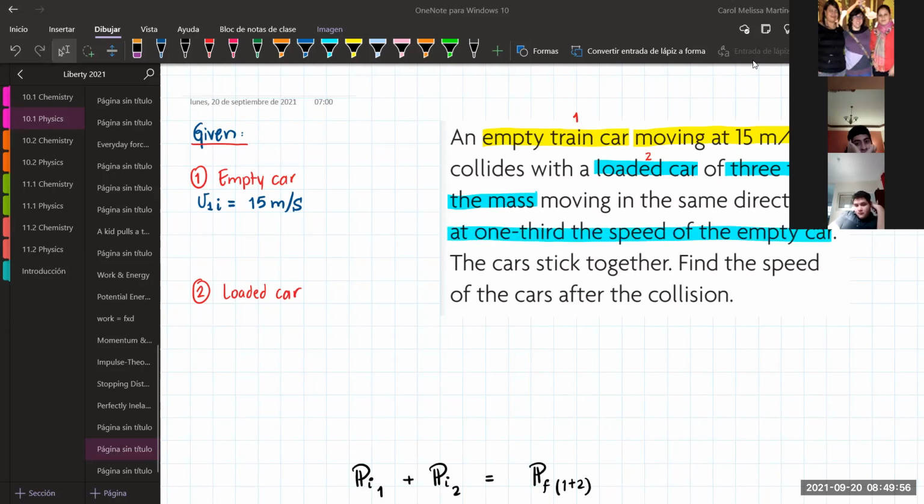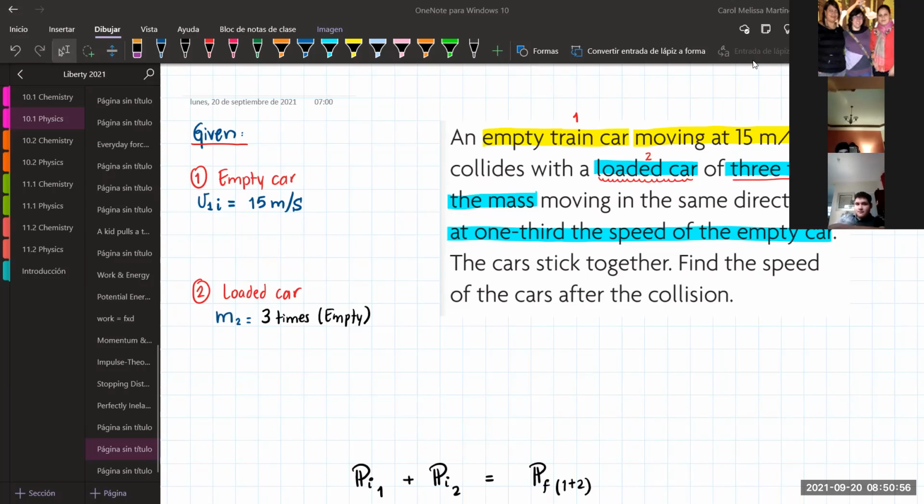So, if you read this problem carefully, you will see two objects. But then all the information about the loaded car is given in comparison against the empty train car. About the mass, it says that the mass is 3 times the mass of the empty car. So, about the loaded car, I know that the mass of my loaded car is 3 times the empty car. That's what the problem is telling me. Now, I don't know what the mass of my empty car is.